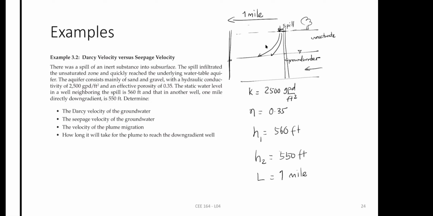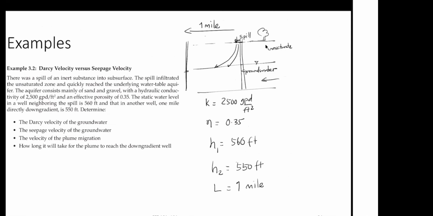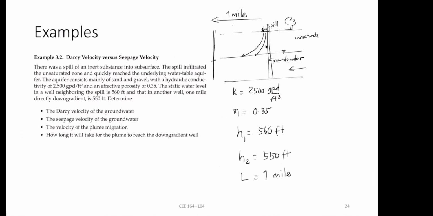So it asks you to determine the Darcy's velocity, the seepage velocity, and the velocity of plume migration, and how long it will take for the plume to reach a down gradient well. Time, velocity of plume migration means contaminant velocity. Seepage velocity, that's the velocity of water, and then this is Darcy's velocity.